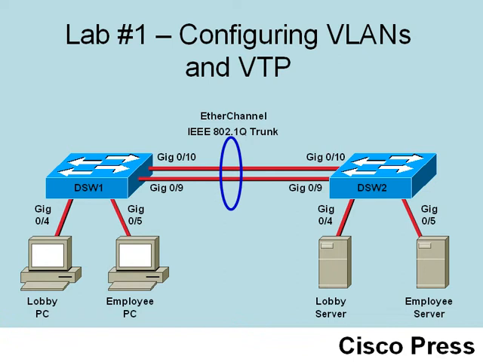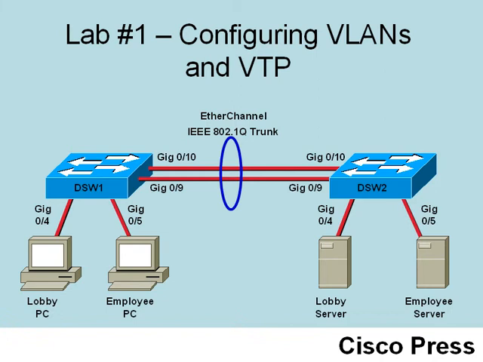And notice on screen that in this lab we would like to have a couple of VLANs. One VLAN for the lobby, which would include the lobby PC attached to DSW1 and the lobby server attached to DSW2. We then want to have a second VLAN for the employees. We have an employee PC and an employee server.